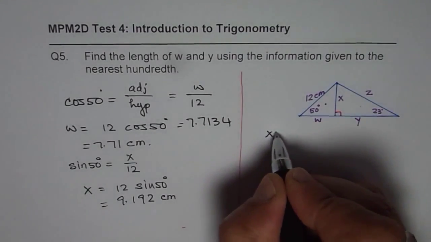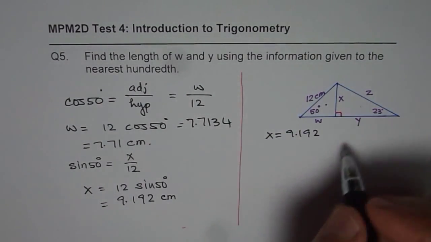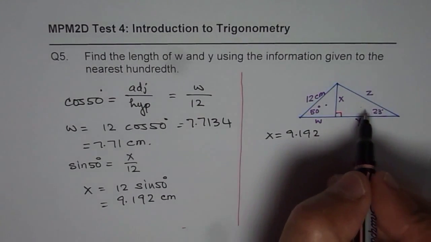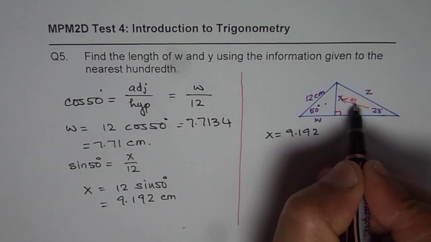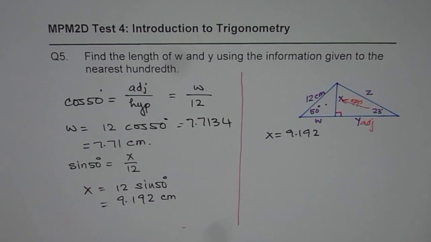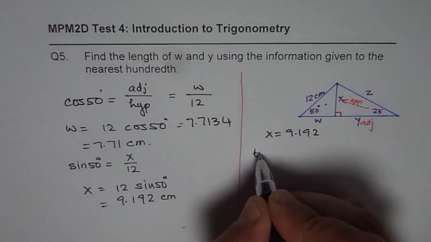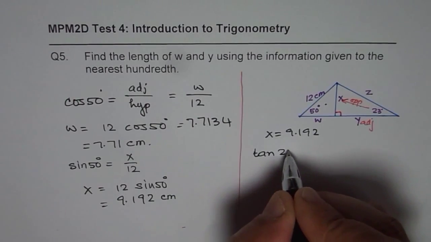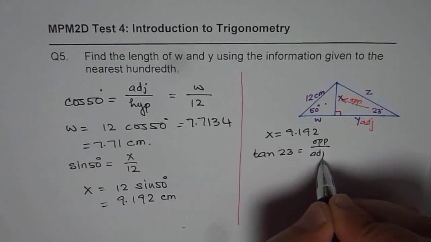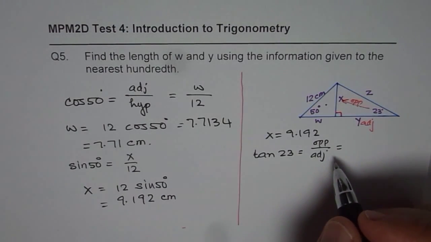Since we know X equals 9.192, the angle is 23. X is opposite side, correct? So if you look from 23, that is the opposite side. And this is adjacent, correct? So when you are solving right triangle with opposite and adjacent, the ratio to be used is tan, correct? So tan of 23 degrees, which is opposite over adjacent side, right? You don't really have to write this, but this is just for me to explain to you.